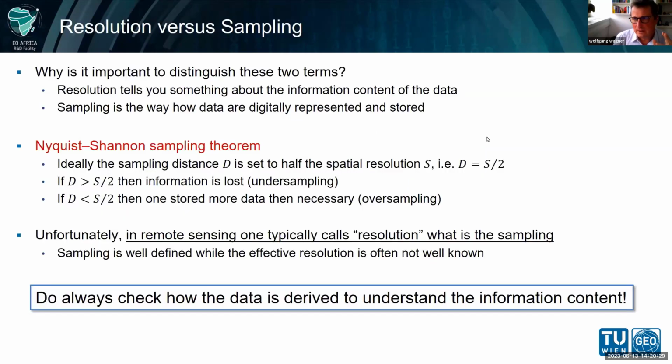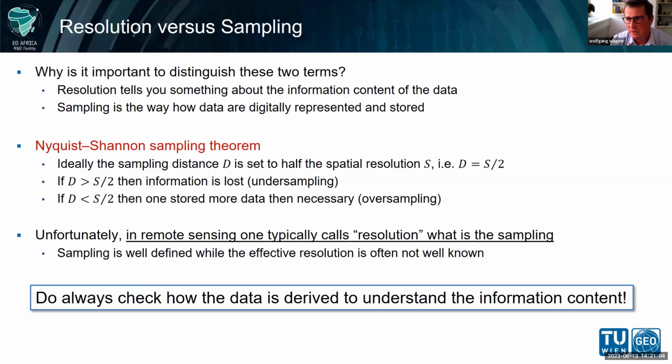So one of the key messages of today's webinar is that if you start using these high resolution products, you need to be very careful what is actually meant by this term resolution. The problem is that there's two terms. The one term is the resolution and the other term is the sampling. The resolution essentially tells you about the information content of the data. So what is the area that my measurement represents?